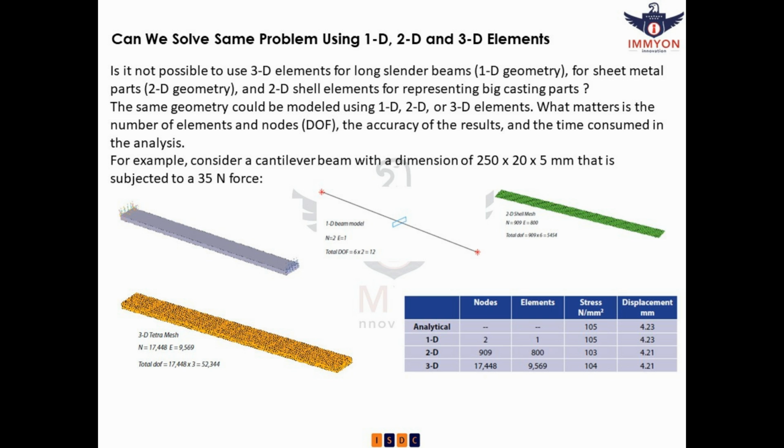What matters is the number of elements and nodes, DOF, the accuracy of the results, and the time consumed in the analysis. For example, consider a cantilever beam with a dimension of 250 x 20 x 5 mm that is subjected to a 35 N force. You can see in the following figures, beam subjected to force. 1D beam model. 2D shell mesh. 3D tetra mesh. The values are shown in the table.